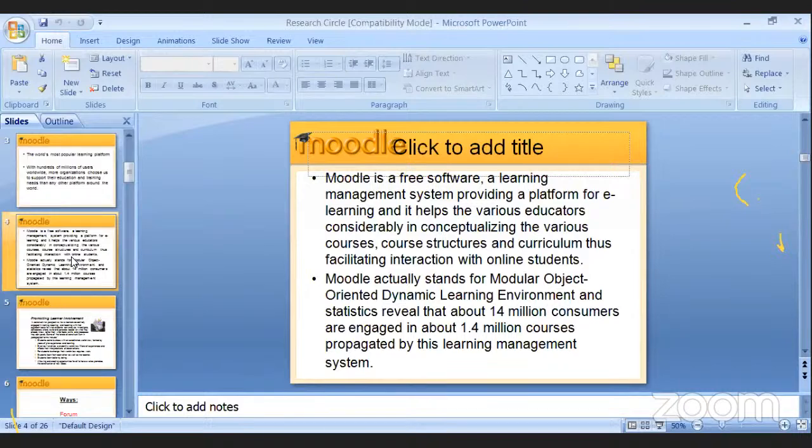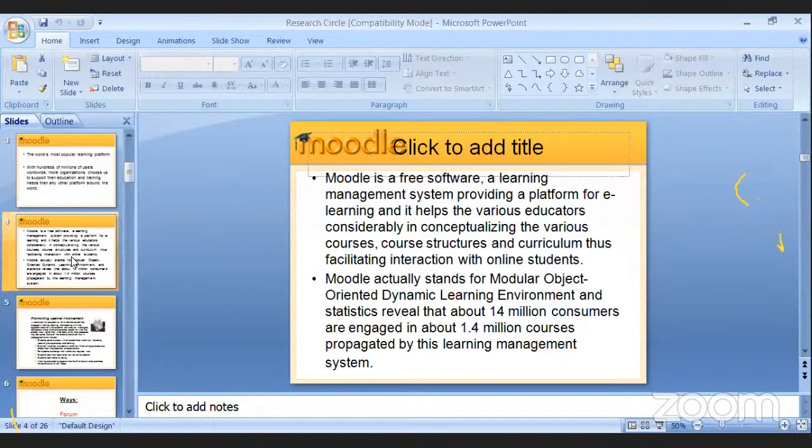Now, what is Moodle? I don't know whether you are familiar with this term or not, but I guess, yes, you are, because most of you are online teachers these days. So it is a free software, entirely free. A learning management system providing a platform for e-learning. And definitely there is the possibility to conceptualize various courses, even the structure, the syllabus, curriculum, whatever we want.